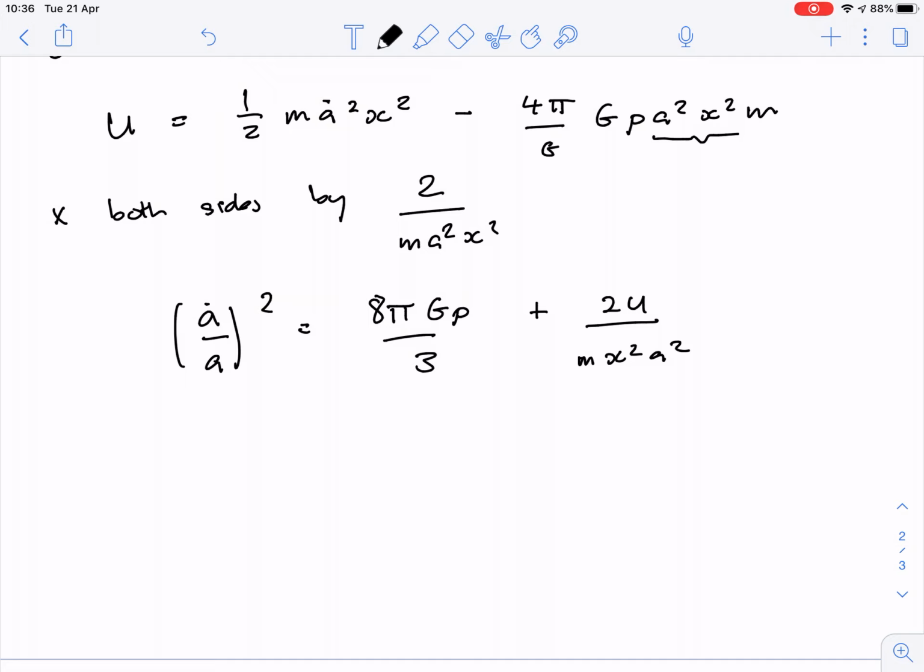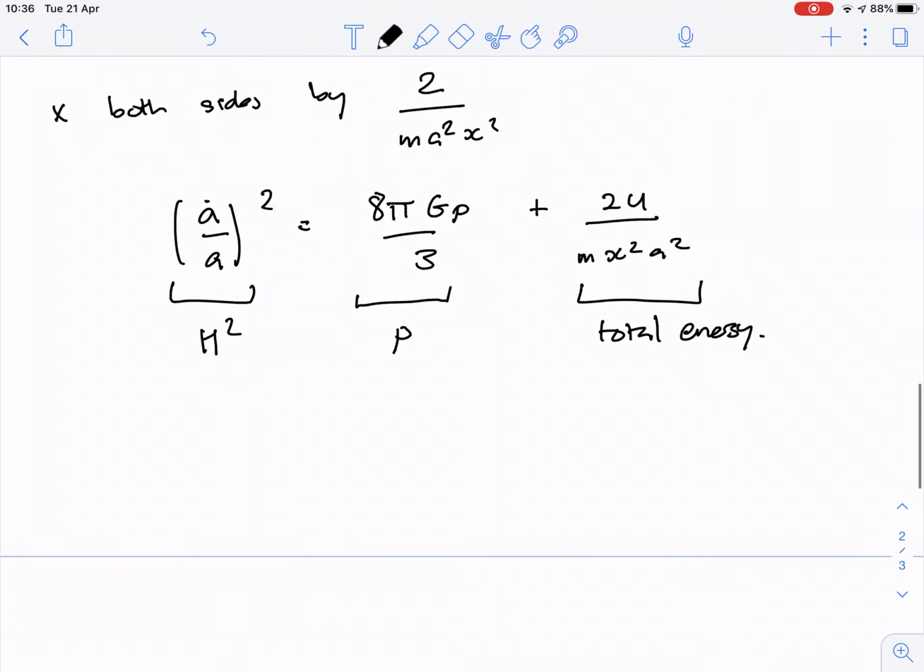And this actually is quite interesting already. You can see this is going to link something about the expansion, because this here, remember, is the Hubble parameter squared, with something here about the density, with something here about the total energy.